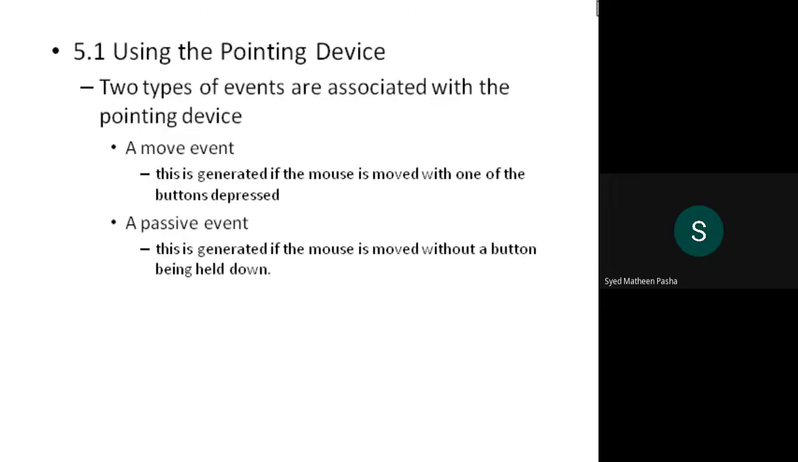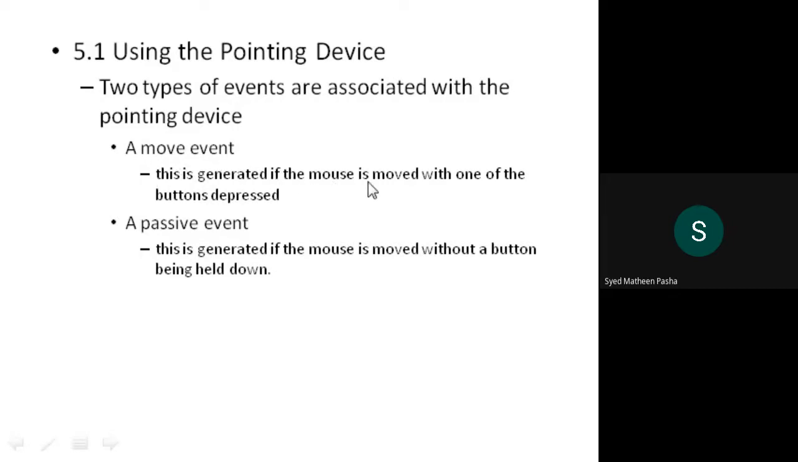First, to be familiar with this pointing device, it is defined by two types of events which are basically associated with the pointing device. One is a move event, as well as a passive event. A move event is generated when you are moving a mouse, or whatever the hardware device is. If you are moving such a device, this pointing device comes into consideration. That is, this event occurs there.